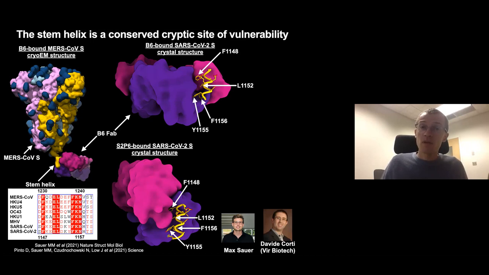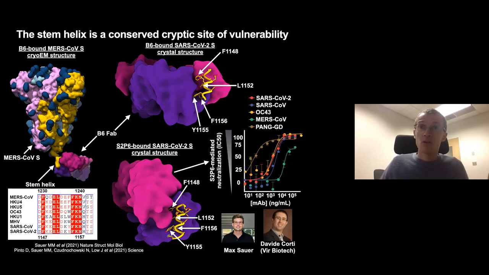But we subsequently found a similar antibody from an infected individual in collaboration with David Corti. This antibody has greater neutralization properties because it can actually neutralize SARS-CoV, MERS-CoV, and OC43, although with weaker potency. The IC50 is around 1 microgram per ml, whereas best-in-class RBD-specific antibodies are around 1 nanogram per ml.